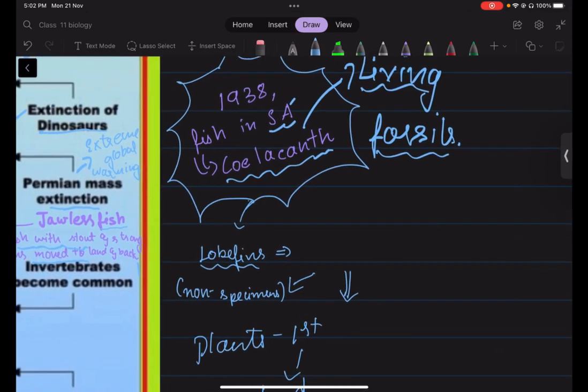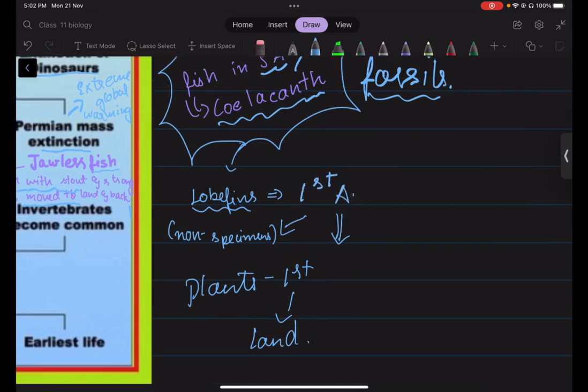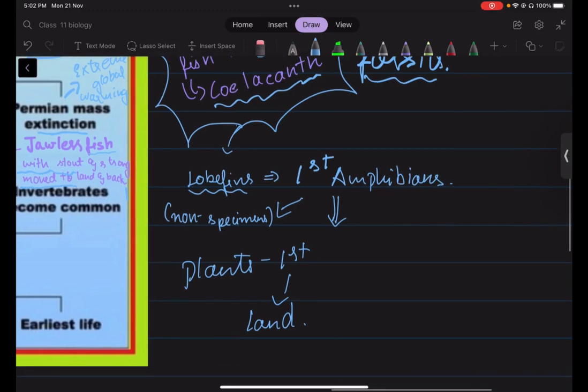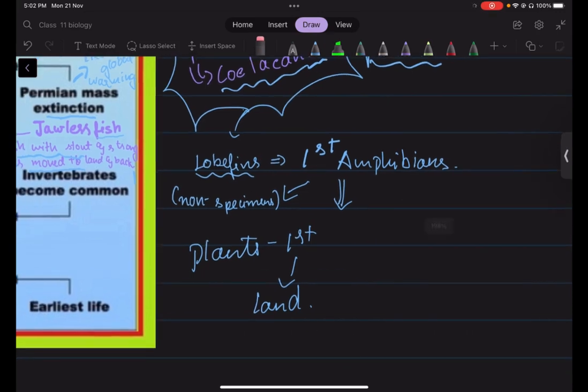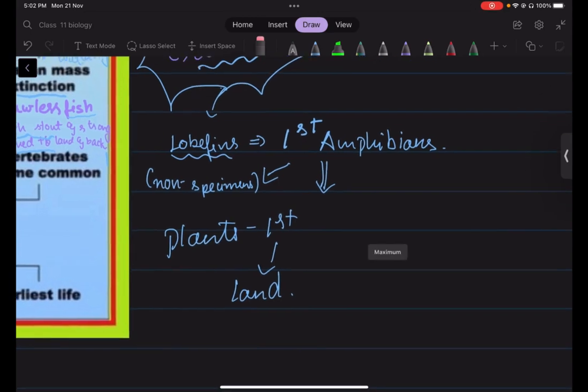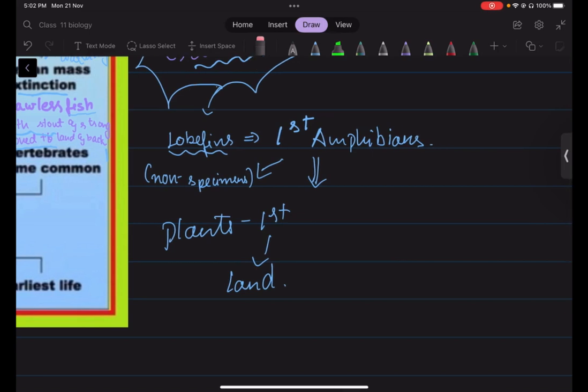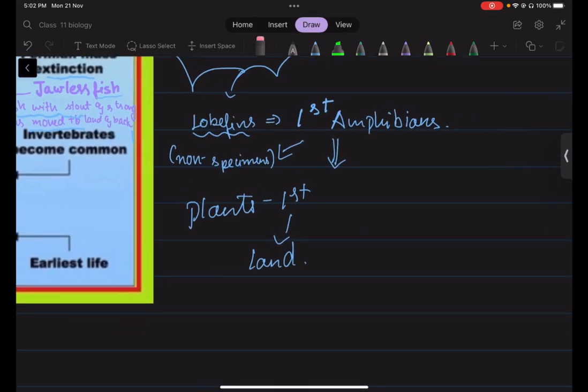These animals, called lobefins, are the ones who evolved into the first amphibians. Unfortunately, humanity has lost all the specimens of lobefins or the first evolved amphibians. However, we know that these first amphibians later gave rise to the modern day amphibians that we see like frogs, salamanders, etc. And definitely not to forget that the first amphibians also were responsible for the evolution of reptiles.